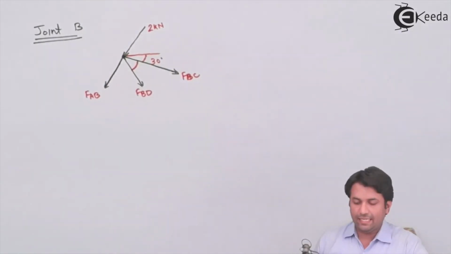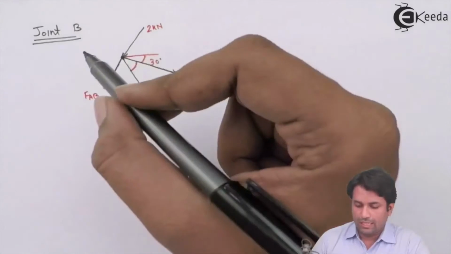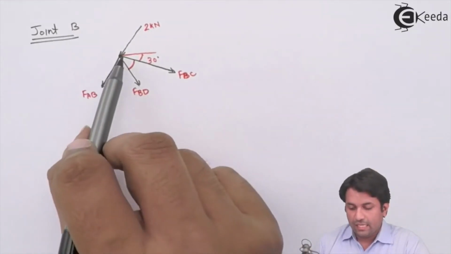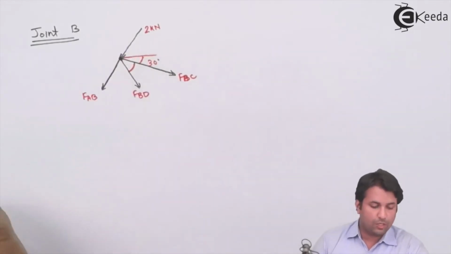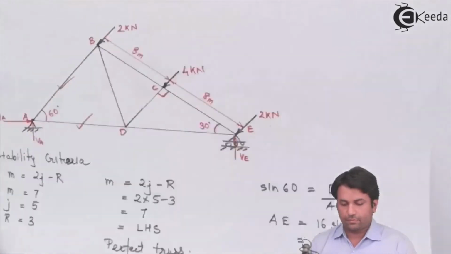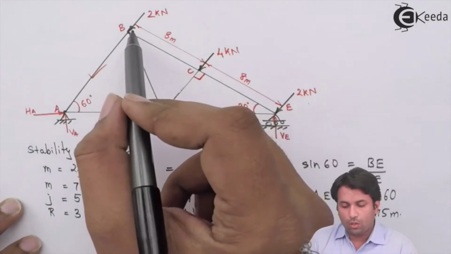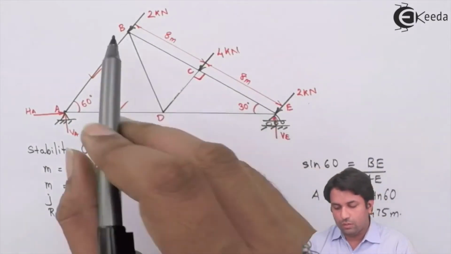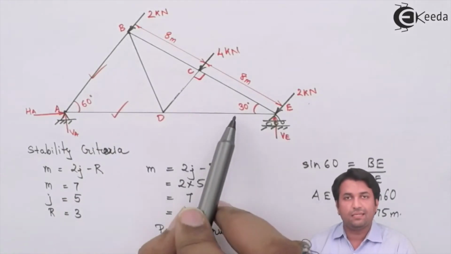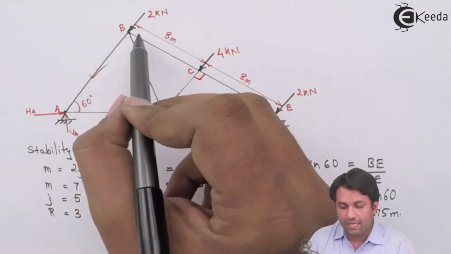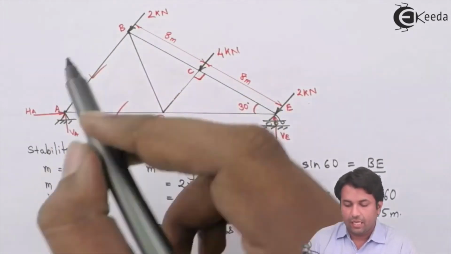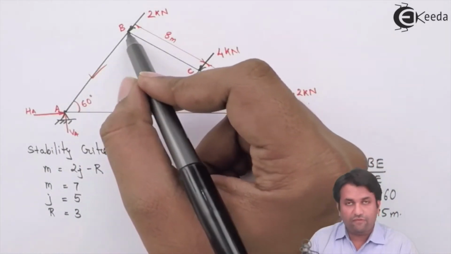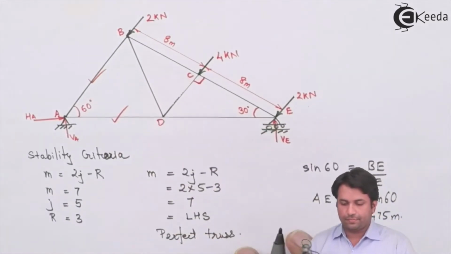Now, we can see that in this force, that is force BD, we need to find out the angle, whereas the angle for force BC comes out to be 30 degrees. If I draw a horizontal line over here, the angle with the horizontal that the line BE makes is 30 degrees. So the angle that I'm getting over here is 30 degrees. Now what I need to do is find out the angle for force BD.